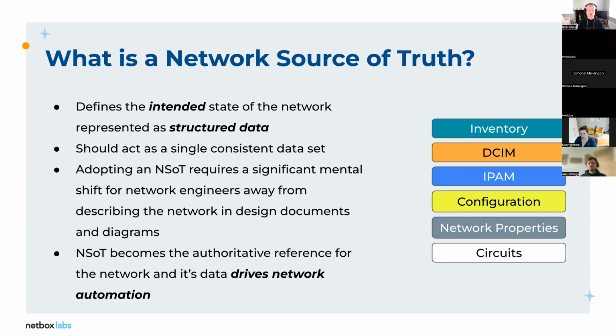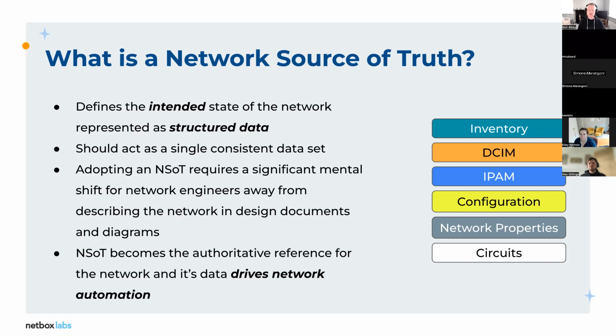So a network source of truth should act as a single consistent data set. This gets away from typically where your network information is stored in spreadsheets and different tools, different legacy IPAM tools and things like that, and you're centralizing everything into a single repository. It does require a bit of a mental shift for network engineers away from describing the network in design documents and diagrams as has been done traditionally. The network source of truth becomes the authoritative reference for the network, and the data that's in the network source of truth drives network automation.